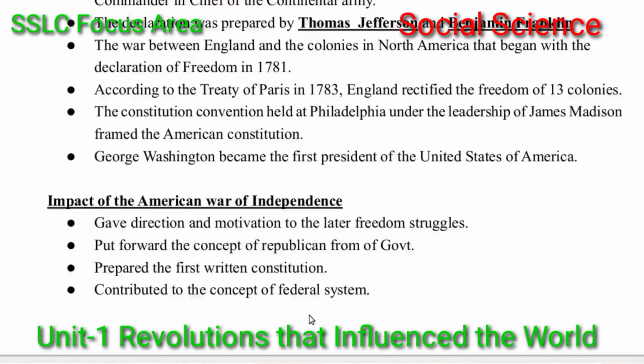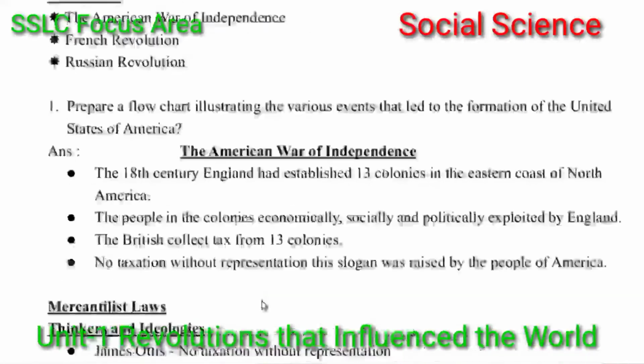The American War of Independence gave direction and motivation to the later freedom struggles, put forward the concept of a republican form of government, prepared the first written constitution, and contributed to the concept of a federal system. This is the American War of Independence.